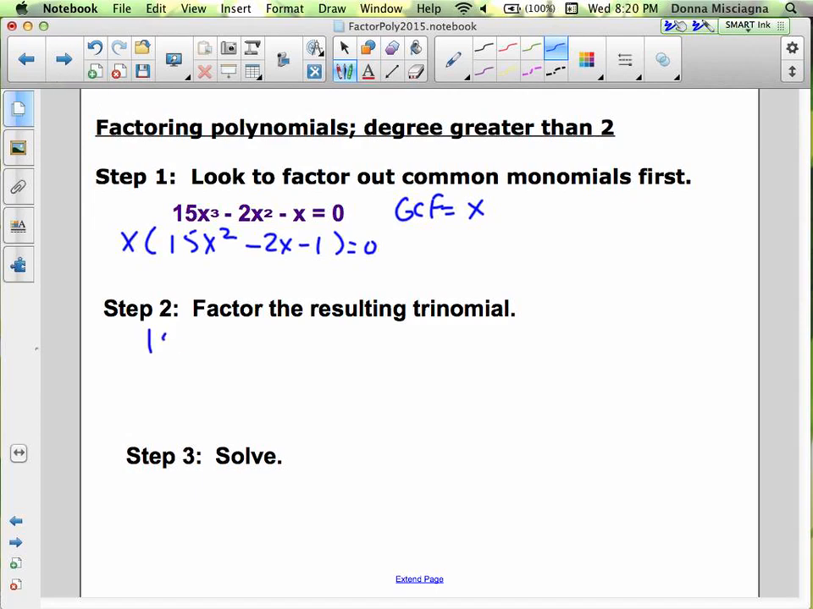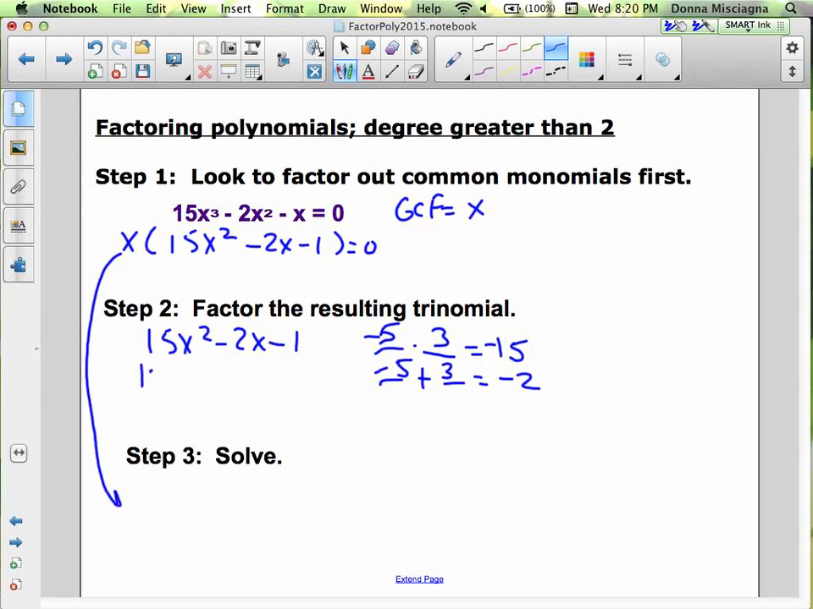So we have 15x squared minus 2x minus 1. We need numbers that multiply to give us negative 15, because 15 times negative 1 is negative 15, and add to give us negative 2. Well, 15 doesn't have too many factors. This one is going to be negative 5 and positive 3. So the x is going to come down here. We've got a 15x squared. We're going to replace the negative 2x with a negative 5x and a positive 3x, because that's what it was before somebody multiplied it together.